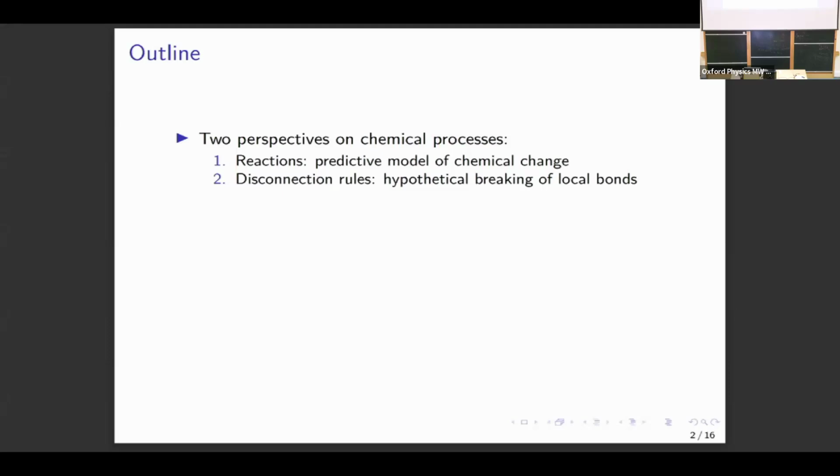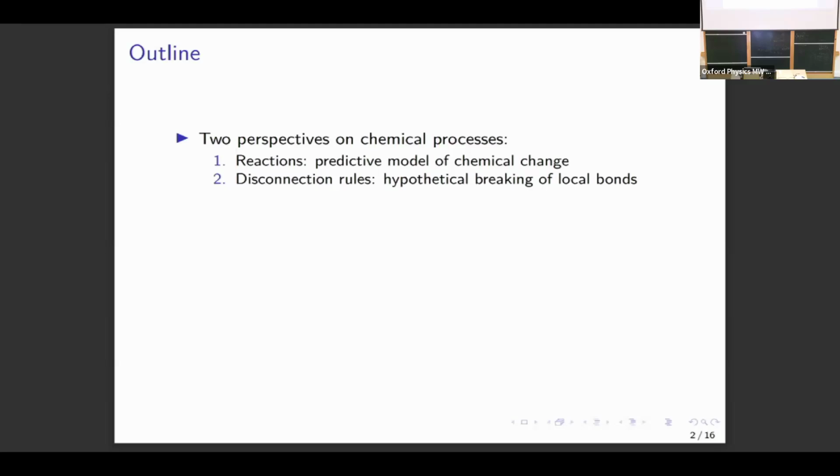Okay, so what do we want to do with these? I guess the contribution of this work is twofold. First of all, as far as we are aware, this is the first work where disconnection rules are taken seriously as mathematical entities. All the literature I've seen on them is rather informal, more of an intuitive guide towards what's going on, rather than formalism in its own right.